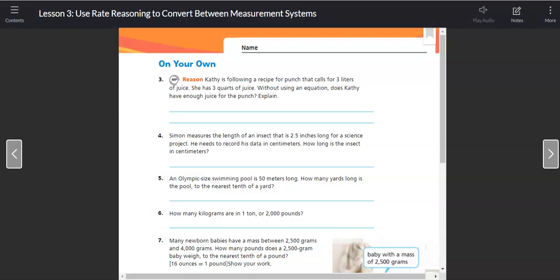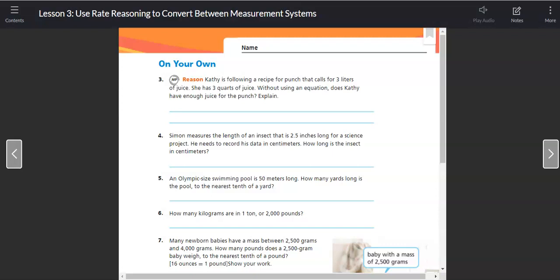She has 3 quarts of juice. Without using an equation, does Kathy have enough juice for the punch? No, because 1 quart is a little less than 1 liter. So 3 quarts is a little less than 3 liters. Okay, let's actually look at number 4 to solve it right now.